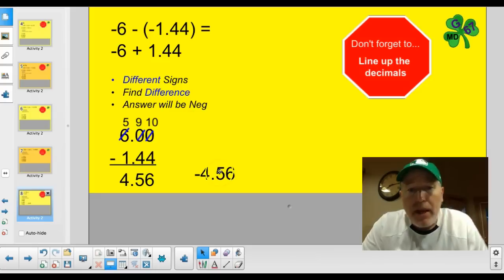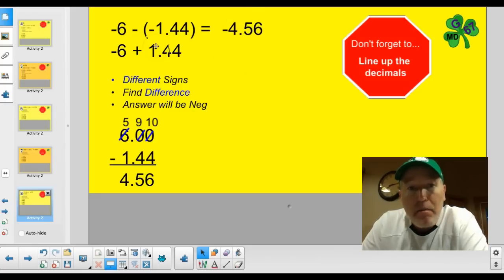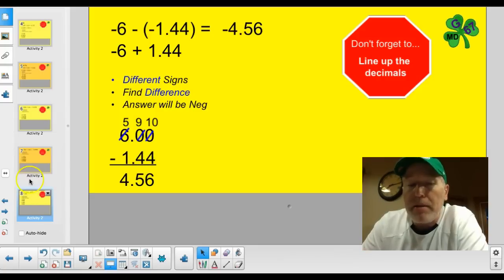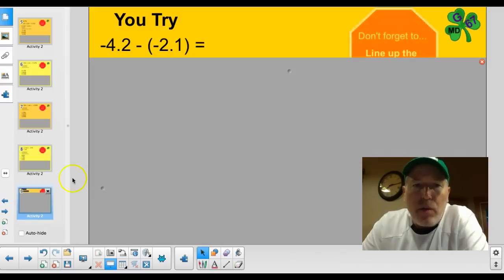And my answer is going to be negative again because remember I had negative 6 minus a negative 1.44. I knew my answer was going to be negative. So it's kind of nice to figure out if your answer is going to be positive or negative beforehand. And sometimes I would even put the little negative thing up there, then go ahead and do the work, so I don't forget to make the sum or the difference negative. All right, have you try one like that.